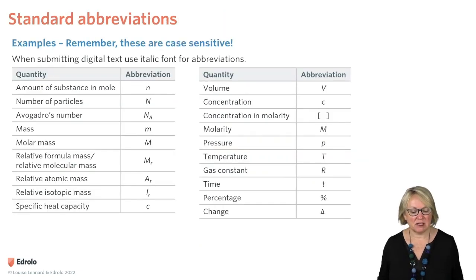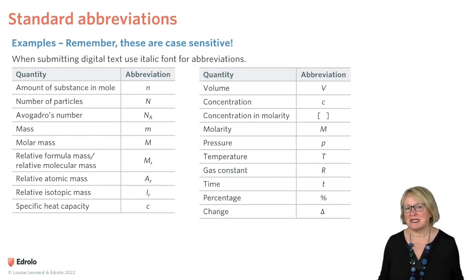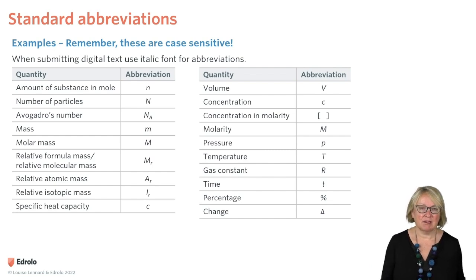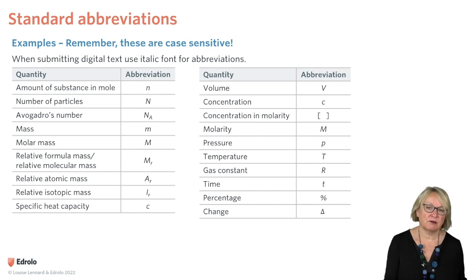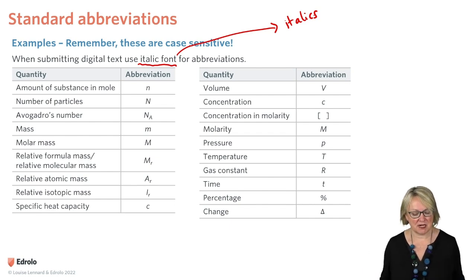Some standard abbreviations. Remember that they are case sensitive. Unfortunately, chemists are pretty lazy with their symbols, and they tend to use similar letters: T for temperature and time, N for number of moles, number of particles, Avogadro's number. So it's important to get the lower or uppercase right. The amount of substance in moles, abbreviation small n; number of particles, capital N. Now, when you're typing and using something digitally, put your abbreviations in italics. Obviously, you can't do that when you're writing, so don't worry about it when you're handwriting.